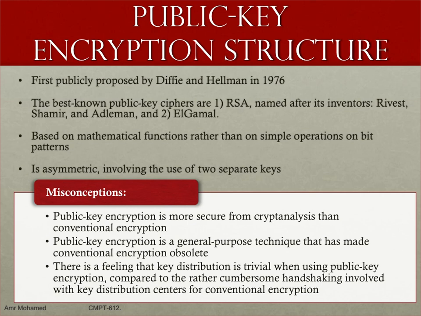So for public key encryption, this is a historical idea about public key encryption. It started with Diffie-Hellman. And Diffie-Hellman, as we will study, is not used for general purpose encryption. It's used only for key distribution. And we'll talk about why it's not used for general purpose encryption.